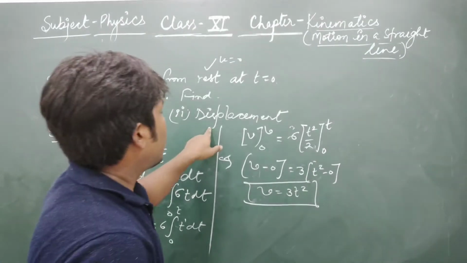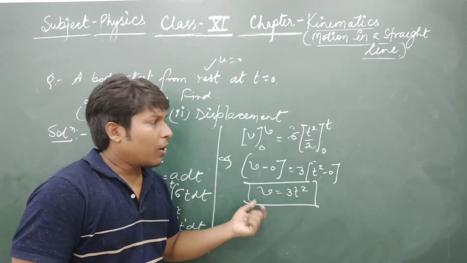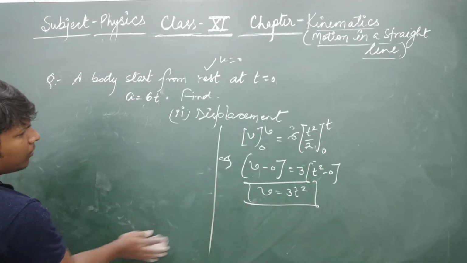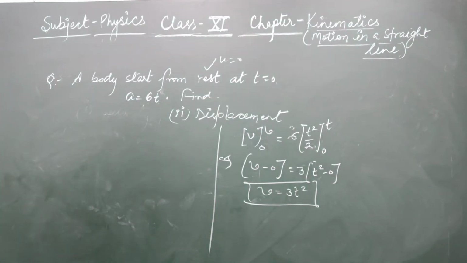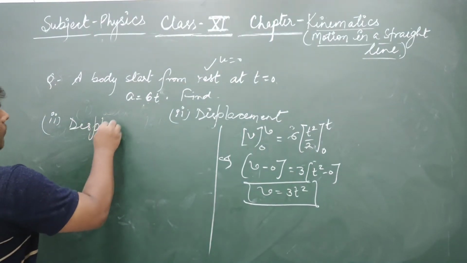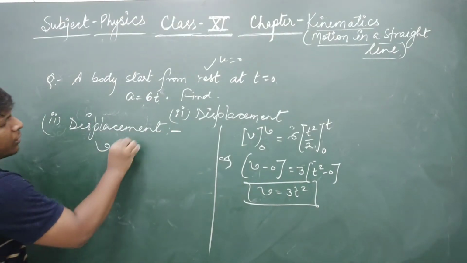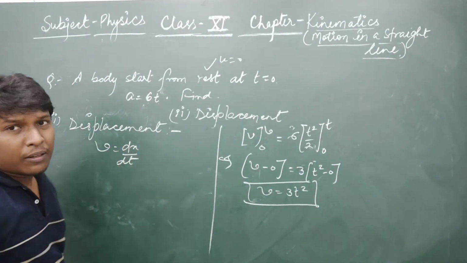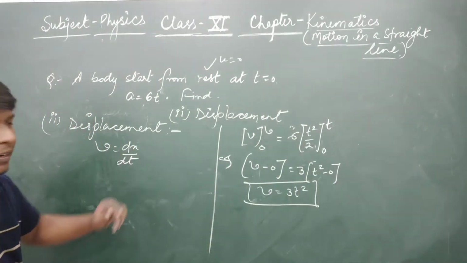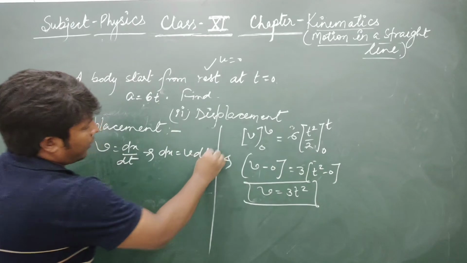Now in the second part, you have been asked for the displacement. Now the expression of velocity is given to us, so it is quite easy now. For finding the displacement, velocity is the rate of change of displacement. Velocity is what? Rate of change of displacement. So v is equal to dx by dt. Now cross multiply it, so it will be dx is equal to v dt.